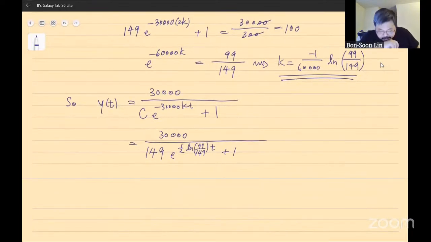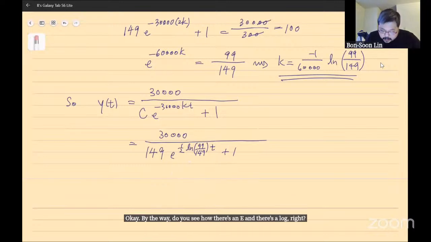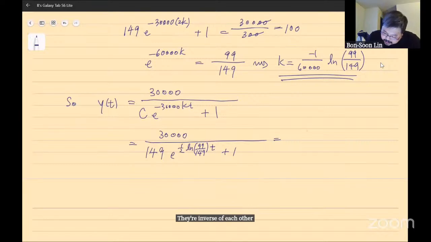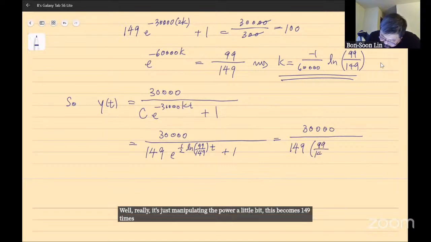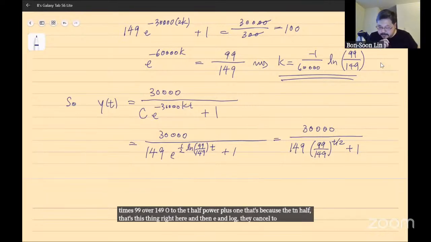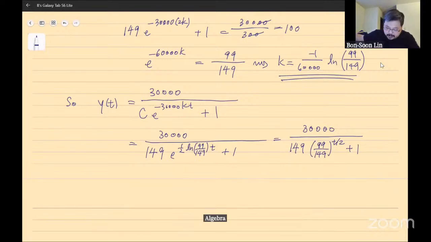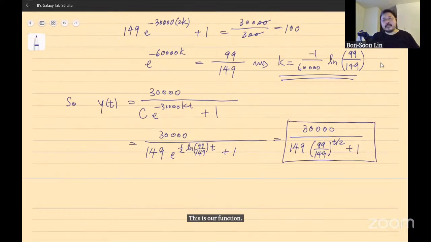Okay. By the way, do you see how there's an e and there's a log, right? They're inverse of each other, so I can actually cancel them. Well, really, just manipulating the power a little bit. This becomes 149 times 99 over 149, all to the t/2 power plus 1. That's because the t/2 is this thing right here, and then e and log cancel to be 99 over 149. Algebra, I trust that you can do. All right. This is our function.